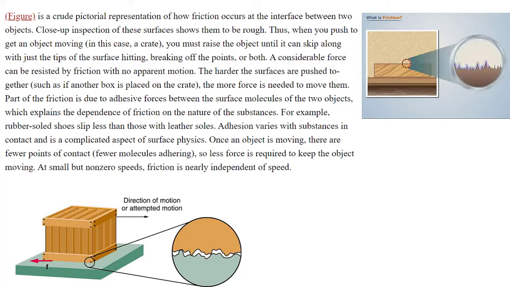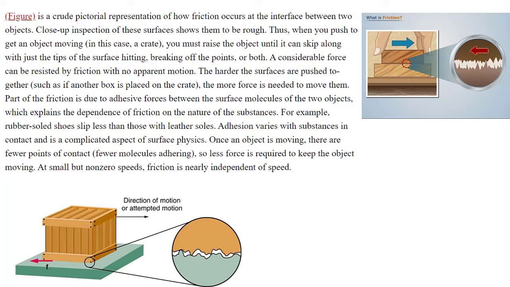A close-up inspection of these surfaces shows them to be rough. Thus, when you push to get an object moving, in this case a crate, you must raise the object until it can skip along with just the tips of the surface hitting, breaking off the points, or both. A considerable force can be resisted by friction with no apparent motion. The harder the surfaces are pushed together, such as if another box is placed on the crate, the more force is needed to move them.